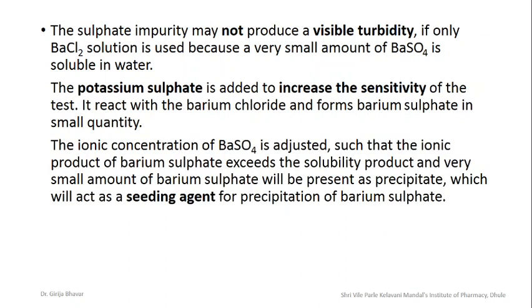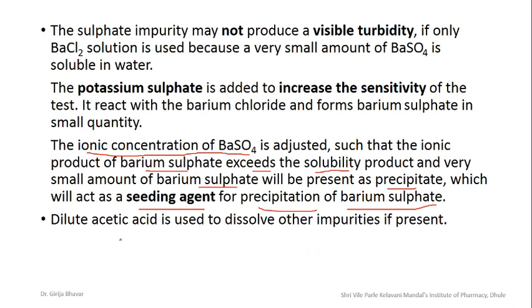So this barium sulfate, which is already present in the solution, acts as a seeding agent. The ionic concentration of barium sulfate is adjusted such that the ionic product of barium sulfate exceeds the solubility product, and a very small amount of barium sulfate will be present as the precipitate. This small amount of precipitate of barium sulfate acts as a seeding agent for precipitation of barium sulfate, which is produced by reaction of soluble sulfate impurity with barium chloride reagent.